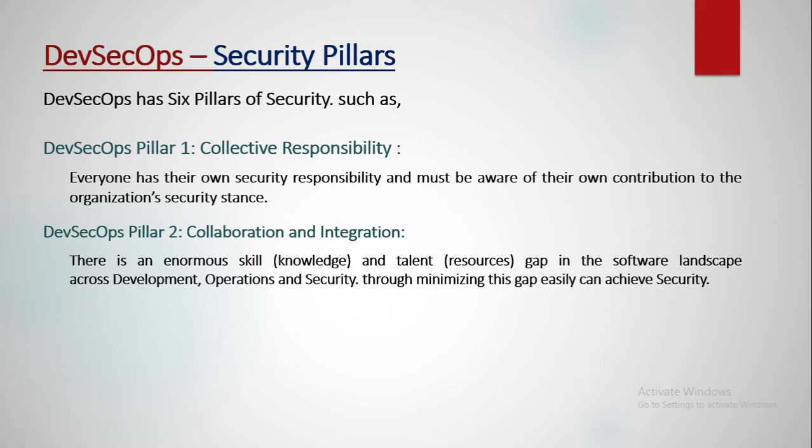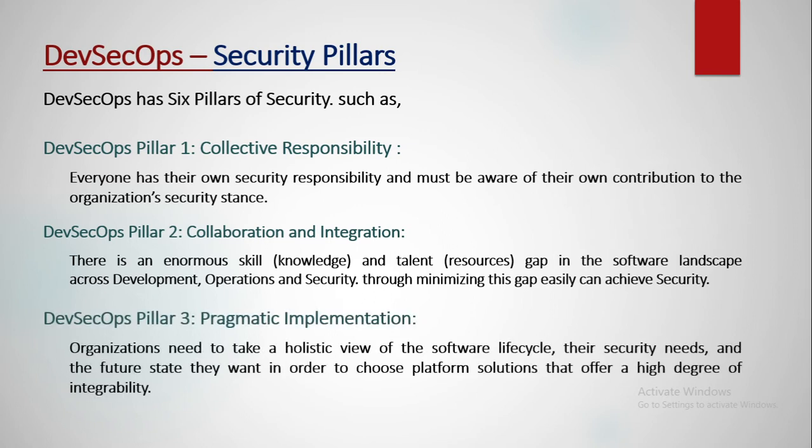Second one is collaboration and integration. There is a gap between the resources and knowledge in the software landscape across security, development and operation. Also, without the collaboration of the organization around implementing security, success will be limited. Security can only be achieved through collaboration. Third one is pragmatic implementation. That means companies often end up acquiring tools and ad hoc solutions that are harder to operationalize, difficult to implement, and ultimately don't procure actionable insights that can be used to mitigate actual security risk.